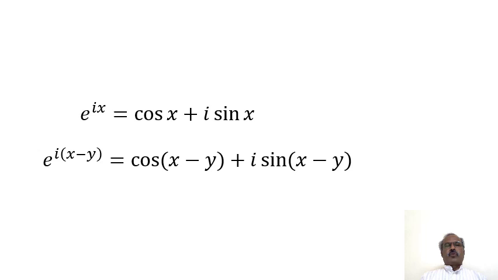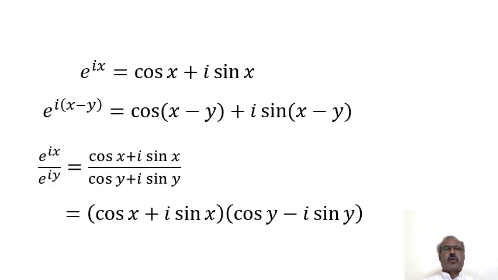So e raised to i times (x minus y) would be equal to cos of (x minus y) plus i times sine of (x minus y). Now this is the point from where we will derive the formula for sine of x minus y using the properties of the exponents. That is, e raised to (m minus n) is equal to e raised to m divided by e raised to n. This fact we will use.